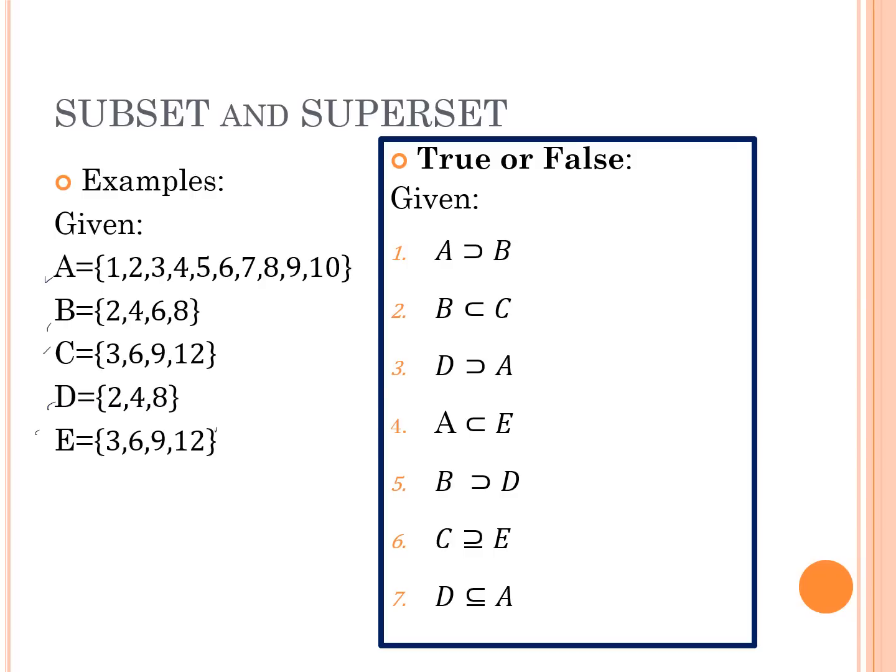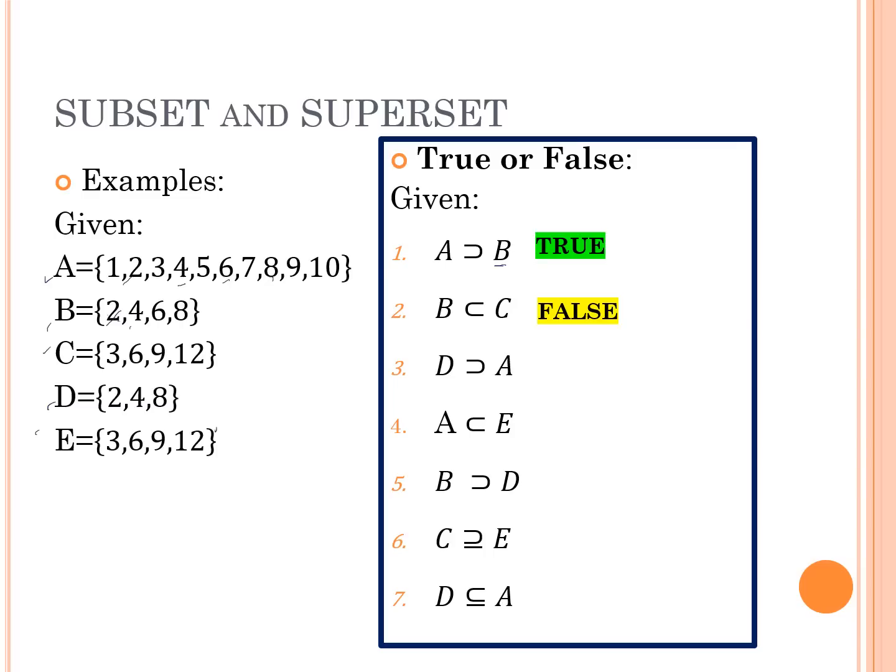For number one, we have this, which is read as A is a superset of B, meaning are all of the elements of set B in set A. Let us check. Four is also in A, six is in A, and eight is also in A, which means that number one is true. Number two is read as B is a subset of C, meaning are all of the elements of set B in set C. Let us check. Is 2 in set C? No, it's not. So based on that first element, we can say that number 2 is false.